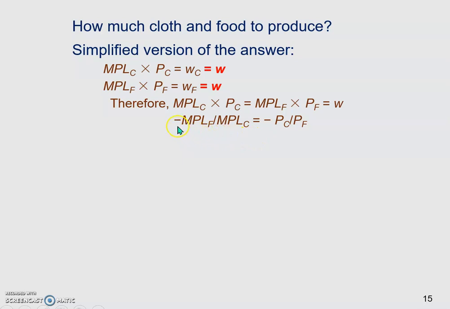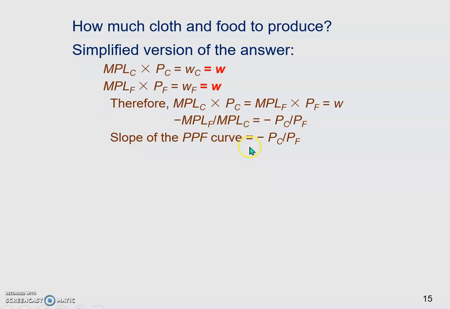Another strange thing you find is that here we add the minus sign to both sides of this equation. Okay, why do we want to do that? Now, the answer is once we add the minus sign in front of this ratio of marginal product of labor between food and cloth, the whole thing on the left-hand side is the slope of the PPF curve. Again, the left-hand side becomes the slope of the PPF curve.